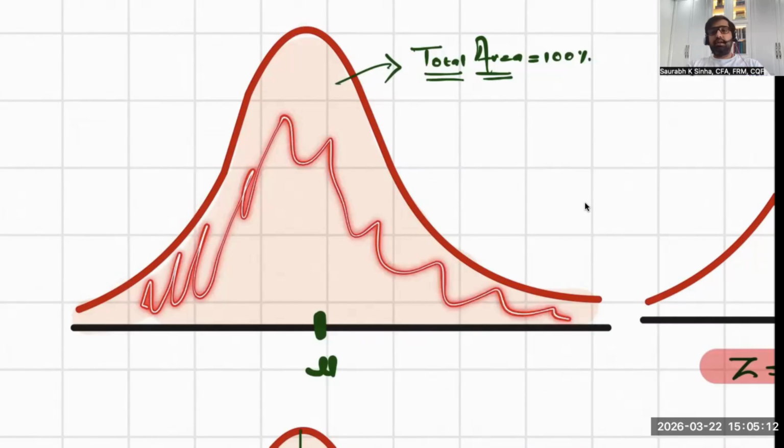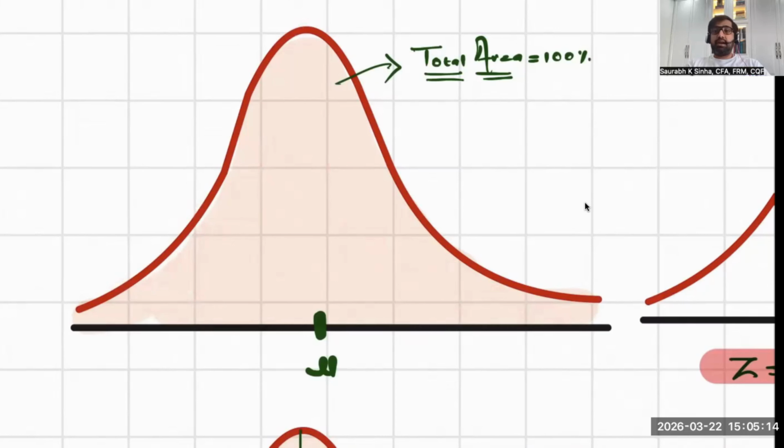The total area under the curve is 100% because the total area is also equal to the probability. So total probability cannot be greater than 1, or say 100% if you speak in terms of percentage. Therefore, the total area is either 1 or 100% because total area refers to the total probability, and total probability cannot be less than or greater than 1.